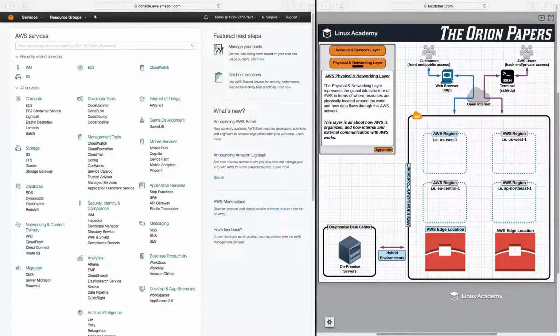Hello and welcome back. In the previous lesson, we touched on the account and services layer and learned more about that. In this lesson, we're going to focus on the physical and networking layer. So let's start off by talking about what this is.